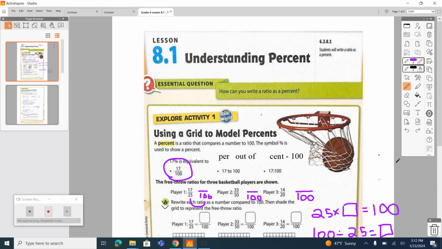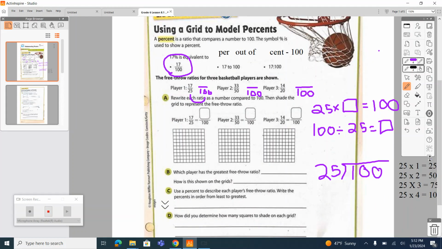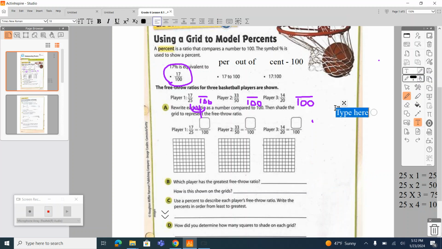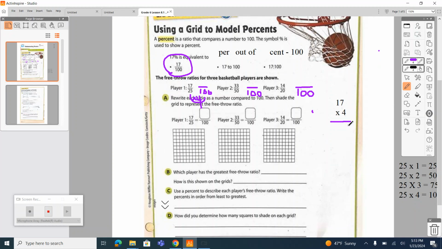Let's scroll this down. So if I'm multiplying 25 by 4 to get 100, I need to do the same thing on the top. And that means I need to erase some of this work here. I actually need to multiply 17 by 4. Whatever you do on the top, you need to do on the bottom. So let's set this up. 17 times 4. So 7 times 4 is 28. Carry the 2. 4 times 1 is 4. Plus another 2 is 68.